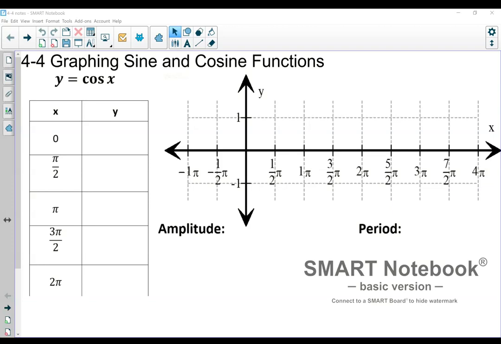4, graphing sine and cosine functions. So first we're going to look at graphing y equals cosine x. And I've just picked some values here. I have x equals 0, pi over 2, remember that's 90 degrees, pi, which is 180 degrees, 3 pi over 2, or 270 degrees, and 2 pi, which is 360. So think about how that's all the way around, like one full revolution on our unit circle.